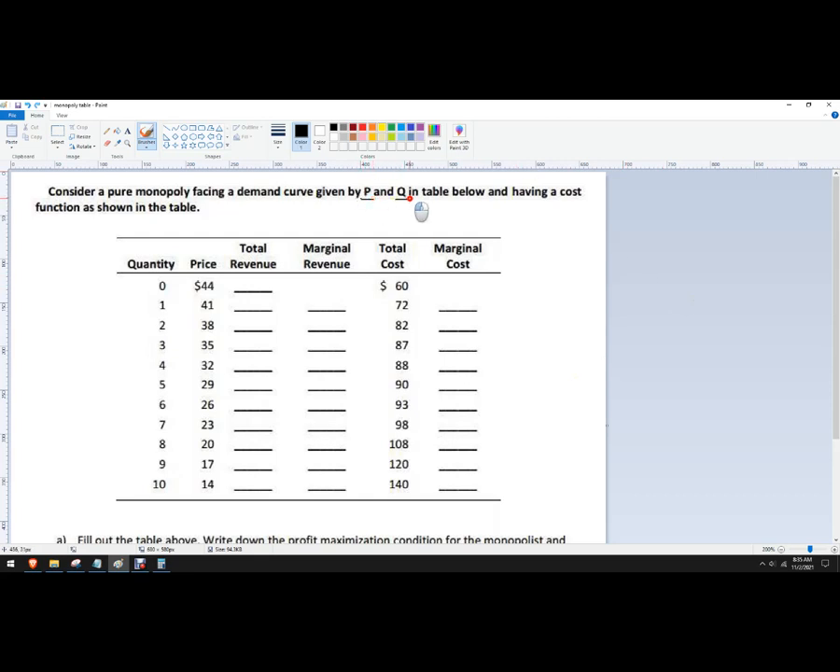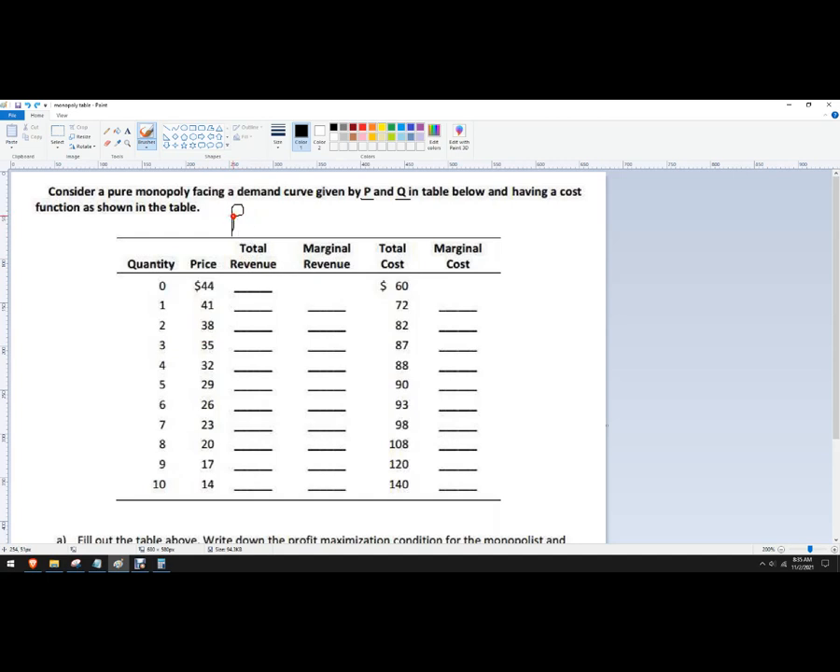We've been given price and quantity. So looking at this demand schedule right here, as the price falls, the quantity increases. And if you were to graph this, this would be your downward sloping demand curve right there. Okay, we're not going to graph it, we're just going to use the table.